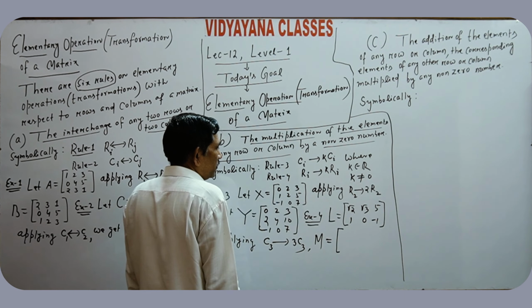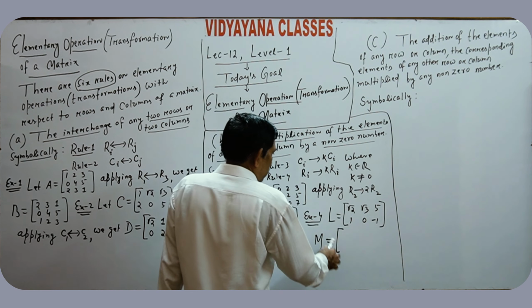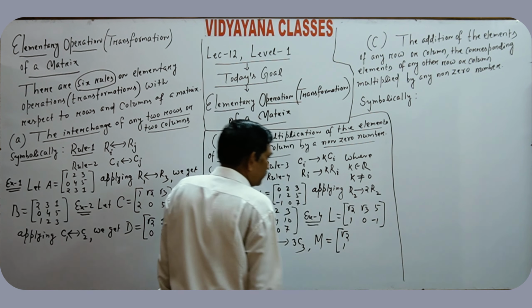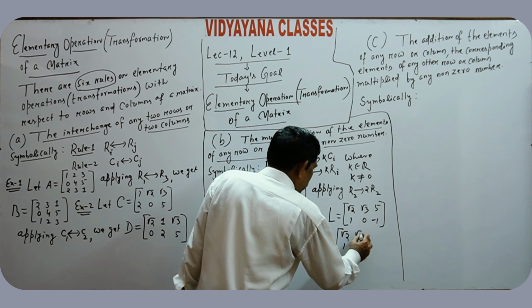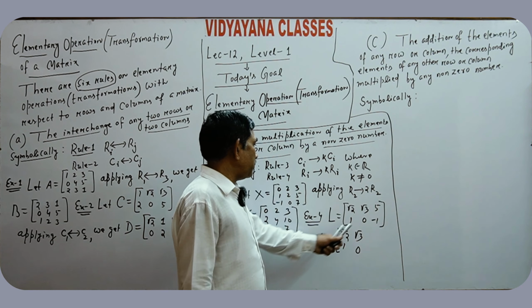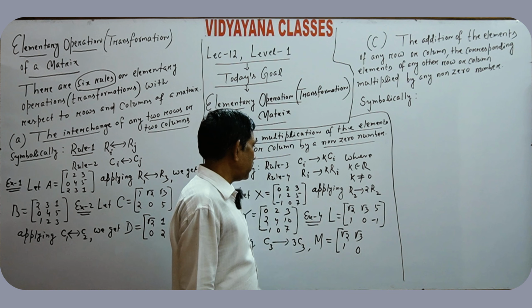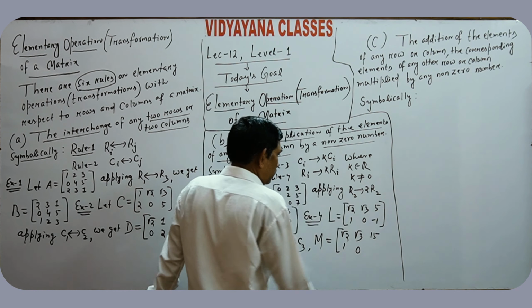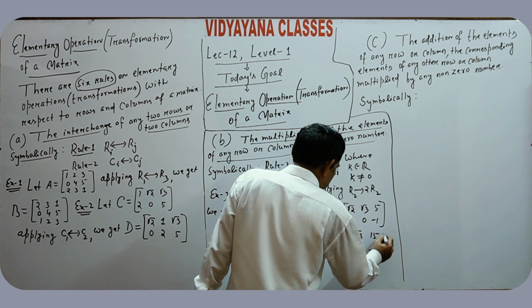Which contains root 2, 1, root 3, 0. C3 is replaced by 3 times of C3. 3 into 5 that is 15. 3 into minus 1 is equal to minus 3. Clear?